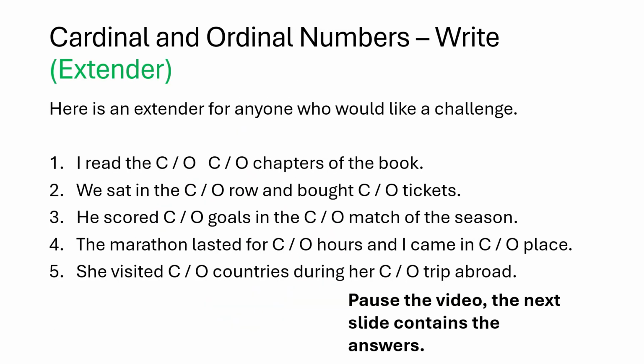Here is an extender for anyone who would like a challenge. In these sentences, both cardinal and ordinal numbers are used. Write the sentence and fill in the blanks with either the C or O to show which option is correct. 1. I read the blank chapters of the book. 2. We sat in the blank row and bought blank tickets.